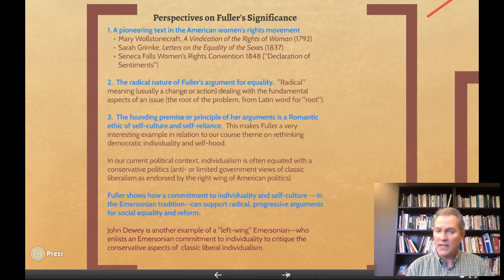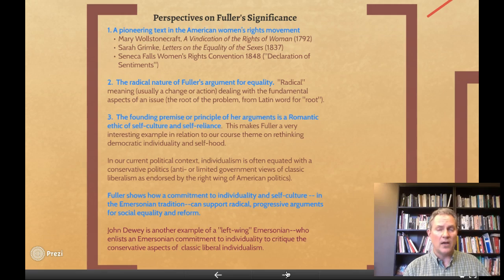selfhood. In our current political context here in the 21st century, individualism is often or usually really equated with a conservative politics, with that anti-government or limited government view that classic liberalism articulated. Remember John Locke, and that's a view that is endorsed by the right wing of American politics today. But Fuller shows how a commitment to individuality and self-culture in that Emersonian tradition can actually support a radical progressive argument for social equality and reform.